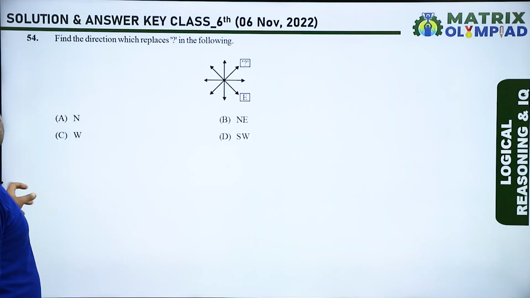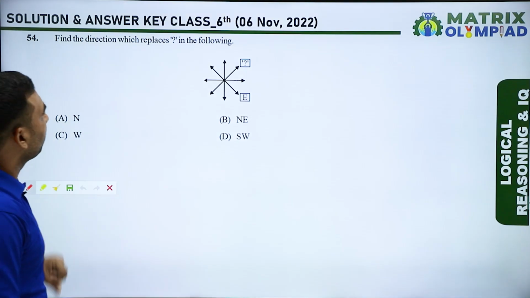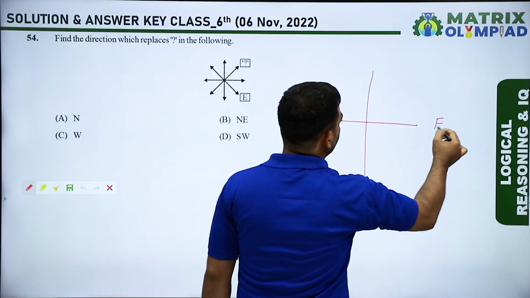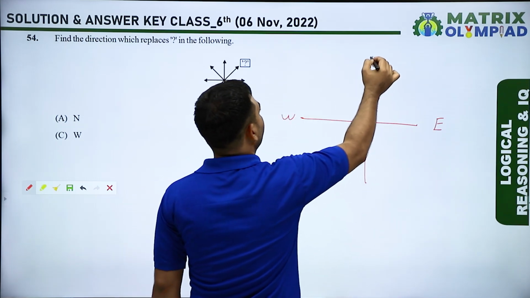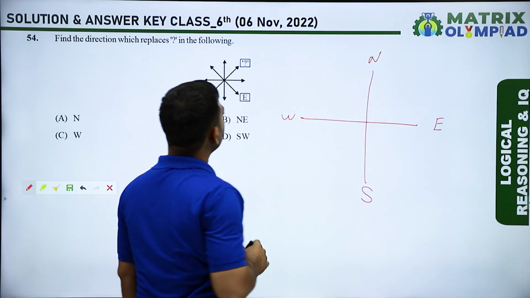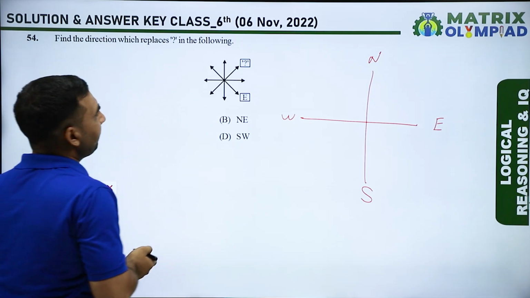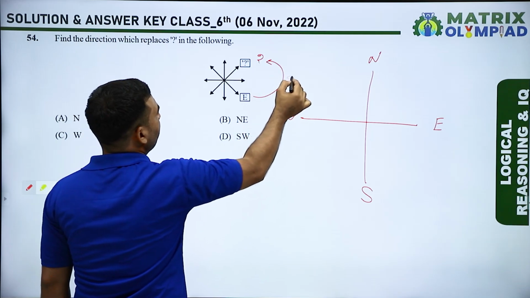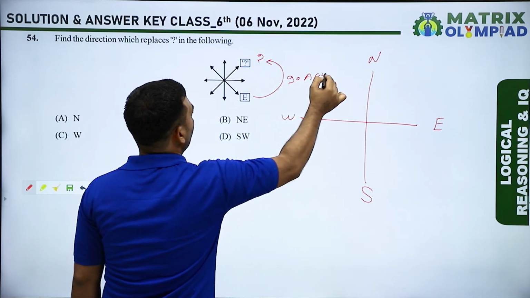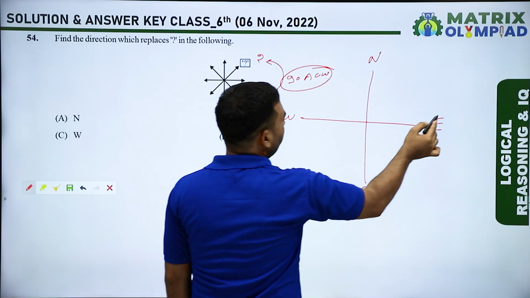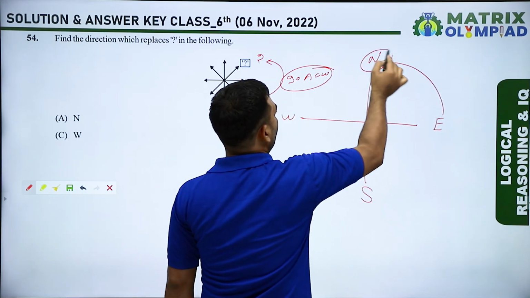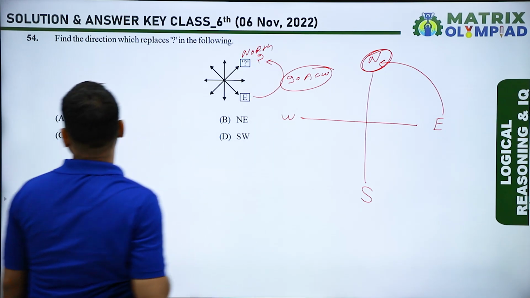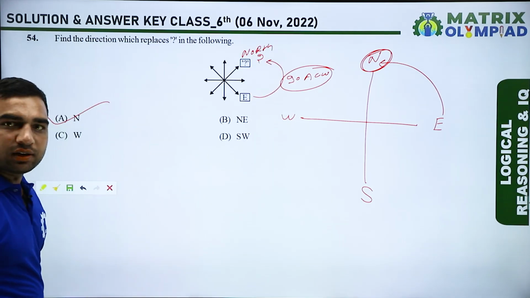Next question is question number 54. As you know the directions, this is east, this is west, and north and south. The direction is rotated, then what is this direction? This is 90 degrees anti-clockwise of east. If we say 90 degrees anti-clockwise of east, it is called north. Our answer is north. Option A is the correct answer.